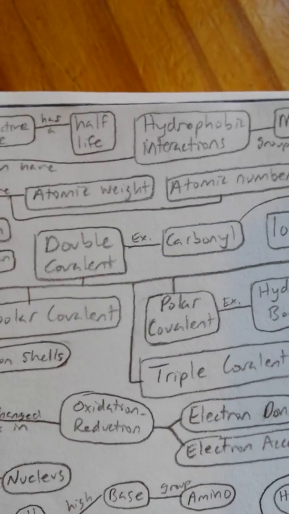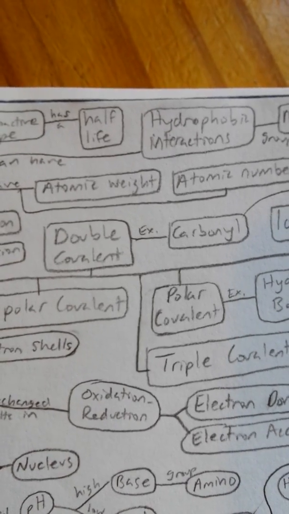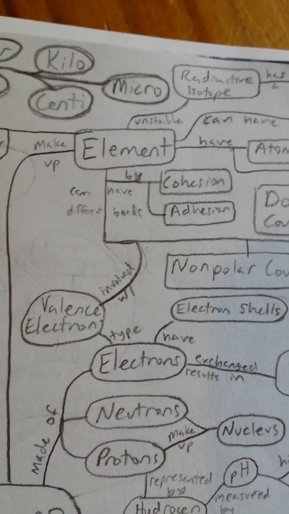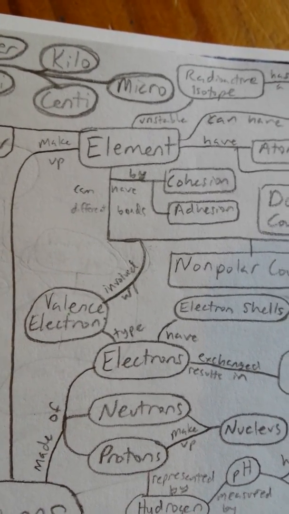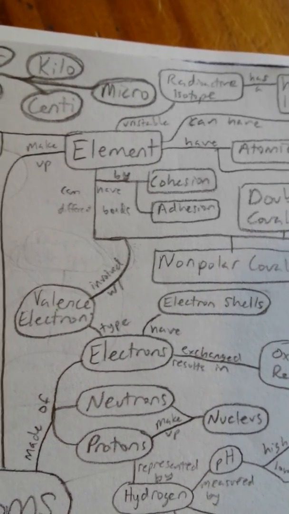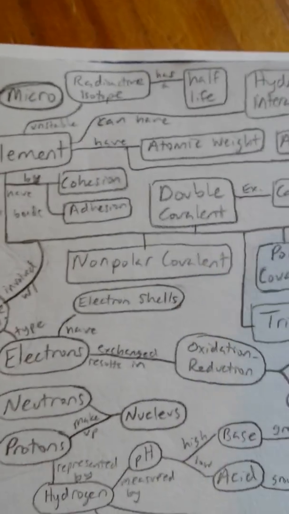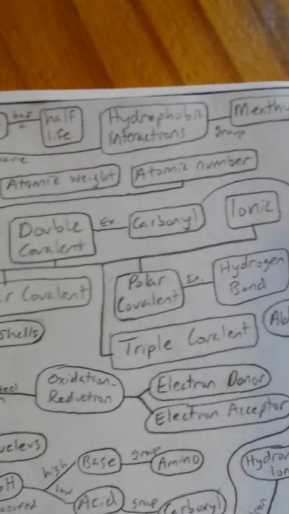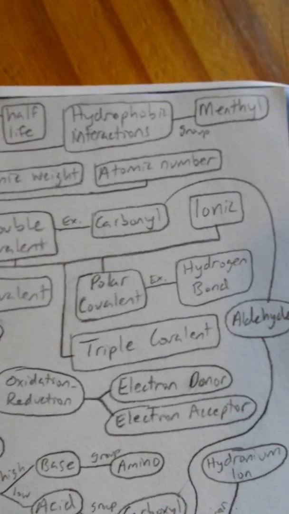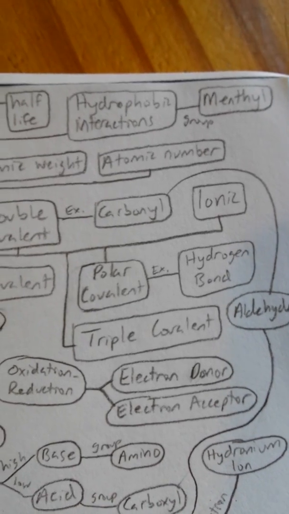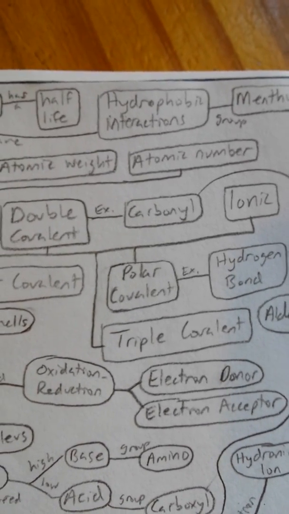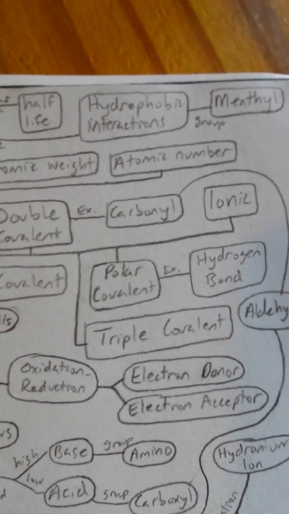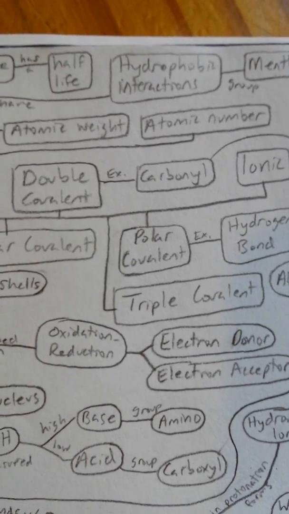Elements have atomic weights and atomic numbers, and those are found by the protons and the combination of the protons and neutrons to find the mass of the atom. Now elements can be combined or bound together by cohesion or adhesion through different types of bonds. And these different bonds include nonpolar covalent, double covalent. An example of that would be the carbonyl group. Polar covalent, an example of that is a hydrogen bond. Ionic bond, which I believe, if I remember correctly, it is between a metal and a nonmetal. A triple covalent bond.